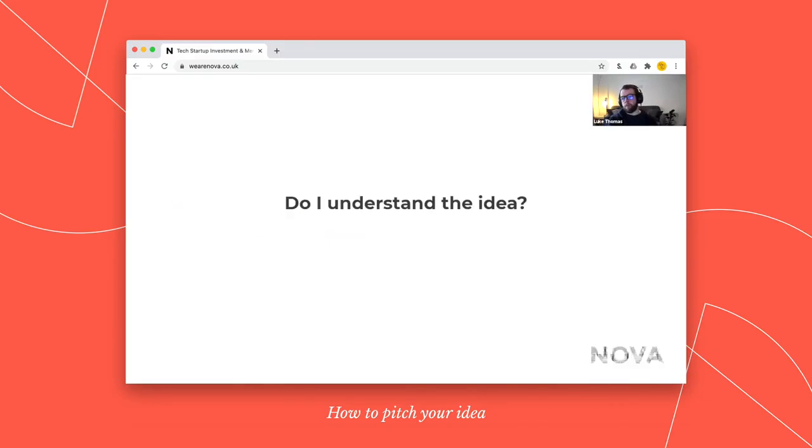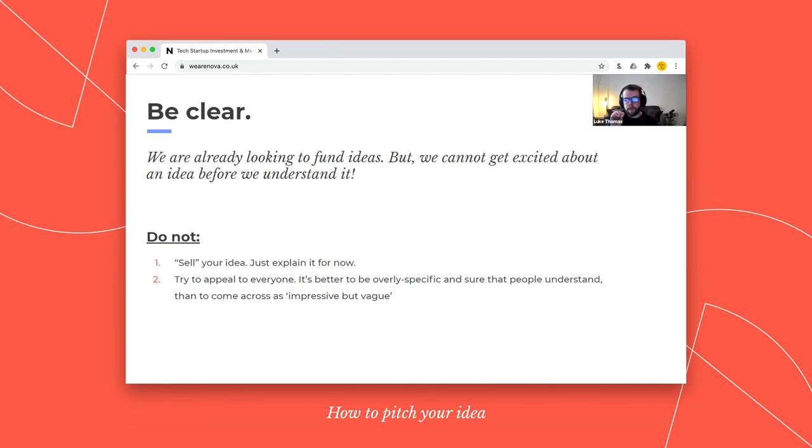So the most simple bit that founders often get wrong is, do I understand the idea? Like, do I, as an investor, get what you're saying? Not whether I believe it, not whether I want to invest in it, but do I simply understand it? And so many founders don't get this bit right. They overcomplicate or they oversell. So be clear with what it is you're going to do.